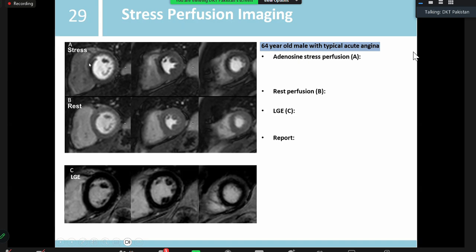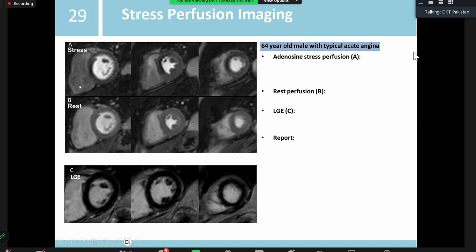You can see on stress there is hypointense signal abnormality along the septum at the basal level, basal segments. In the mid level, it is involving the septum as well as the anterior wall, not the lateral wall. Again, on the apical segments, it is involving the septal as well as the anterior wall. Okay, and on the rest, there is no abnormality.